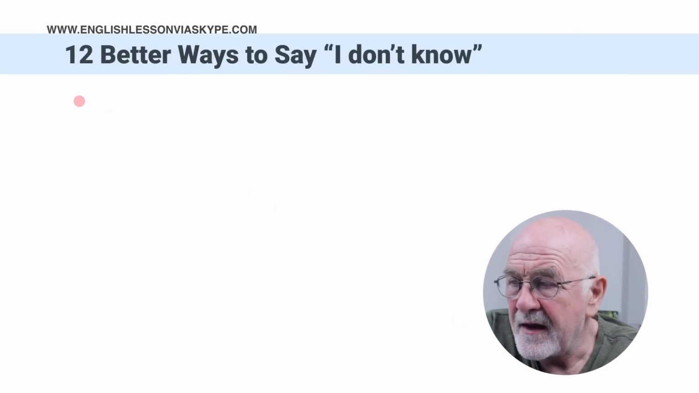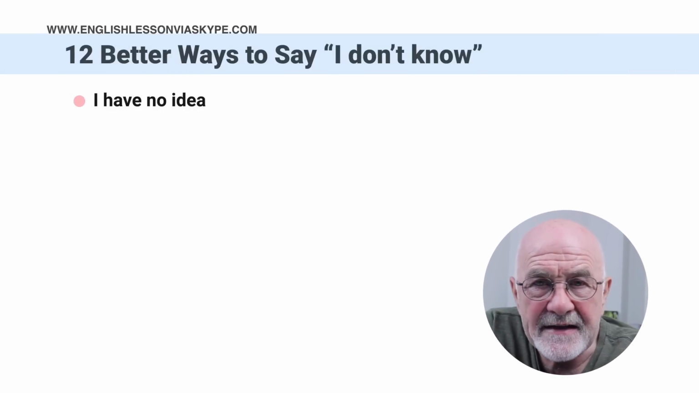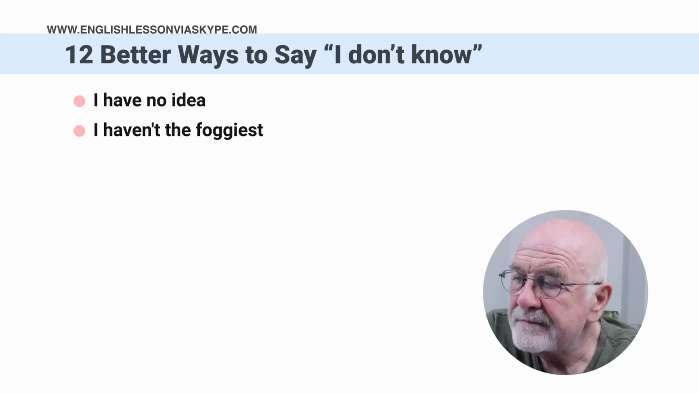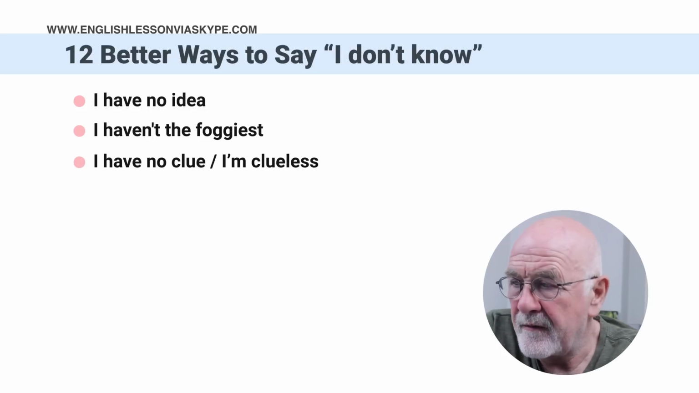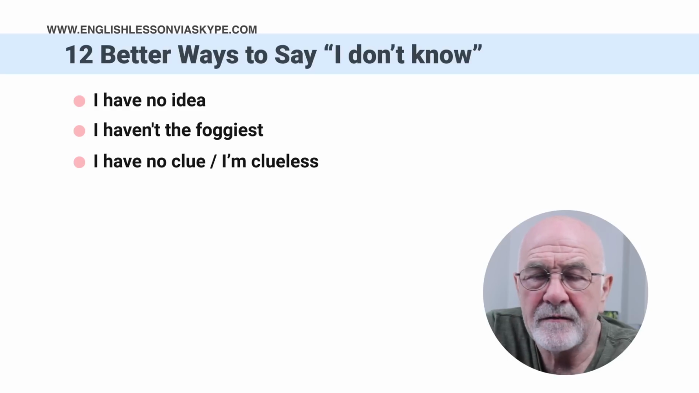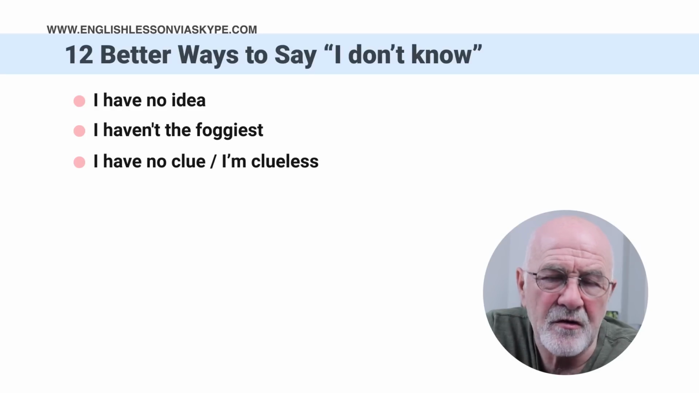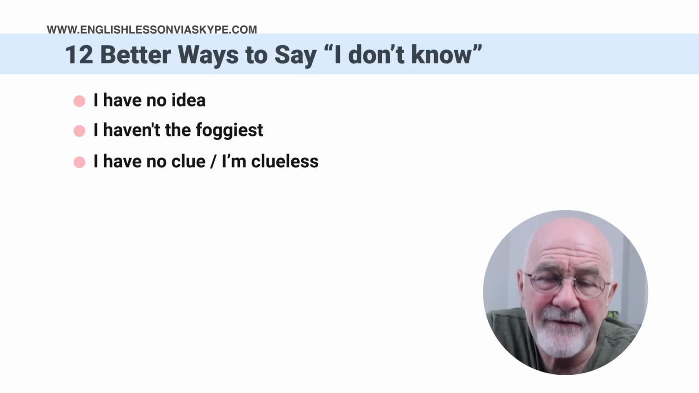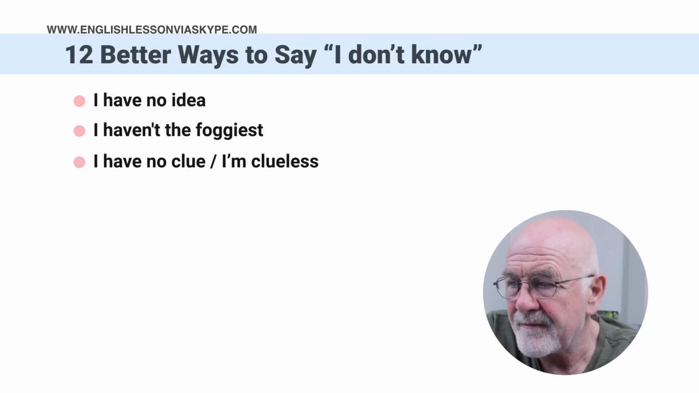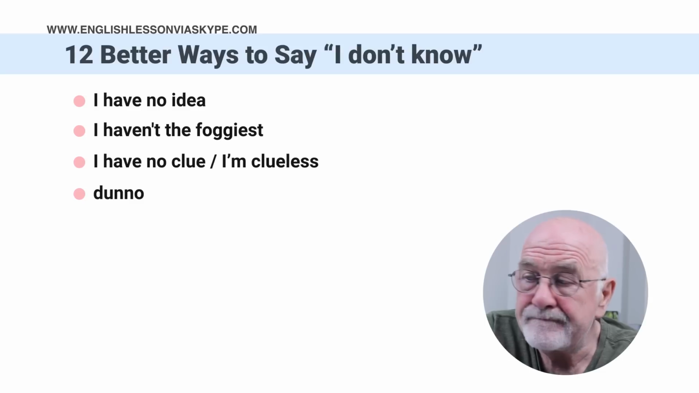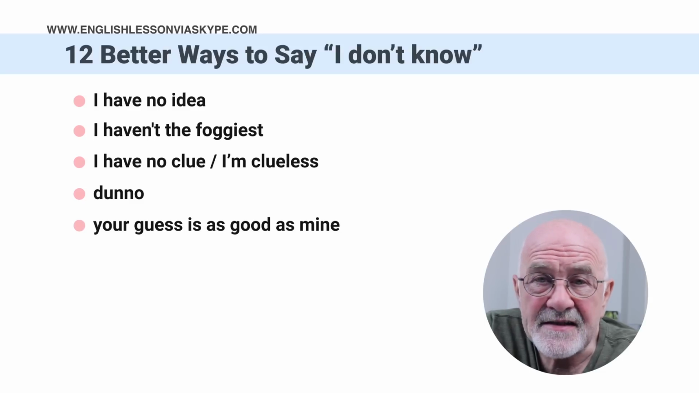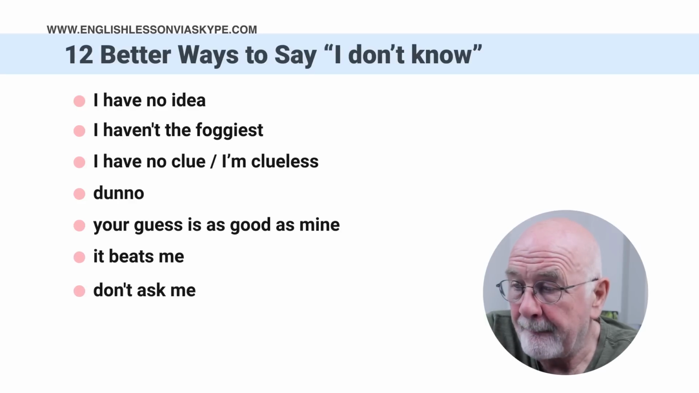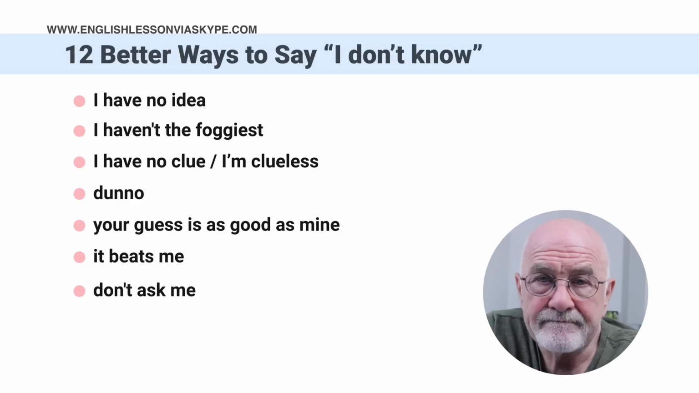So here goes. Number 1, I have no idea. I haven't the foggiest. I have no clue. I haven't got a clue. Or I'm clueless. So when we talk about clue, we can use it in any way. I have no clue, I haven't a clue, or I'm clueless. Dunno. Your guess is as good as mine. It beats me. Don't ask me.